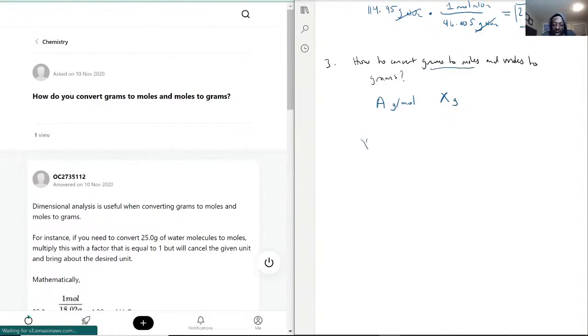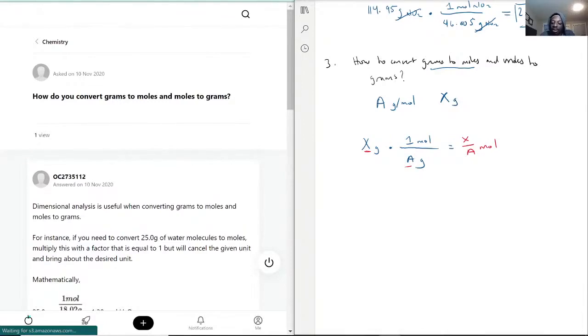So we start with X grams of the element, and what we want to do to make sure that it does cancel out is that you want the grams part in the denominator. So it'll be A grams is equal to 1 mole of the element. In reality, these are coefficients, these numbers. It would pretty much be X over A moles. That would be able to solve any question that involves converting from grams to moles.